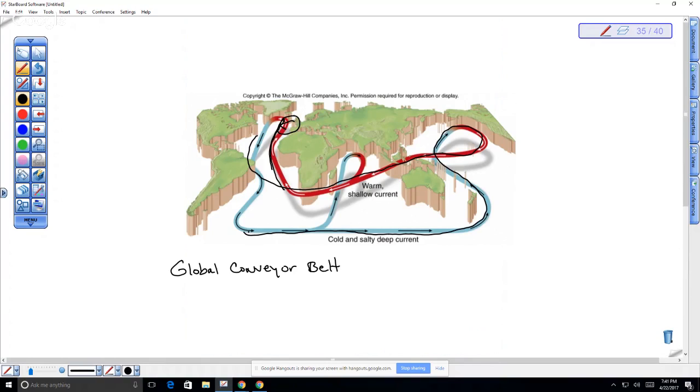So there's been some concern that this conveyor belt, which brings warm air to Europe, might slow down. If you think about it, Europe is much warmer than the equivalent latitudes of North America, where it's a little bit cooler. I kind of made a mess of that. But this is the global conveyor belt, and it just shows the flow of water along the continents.